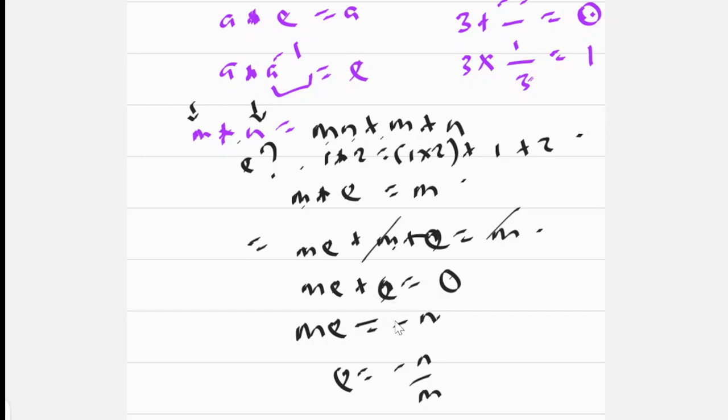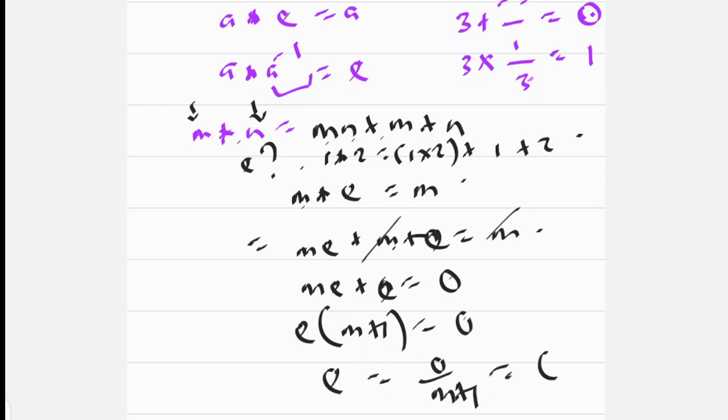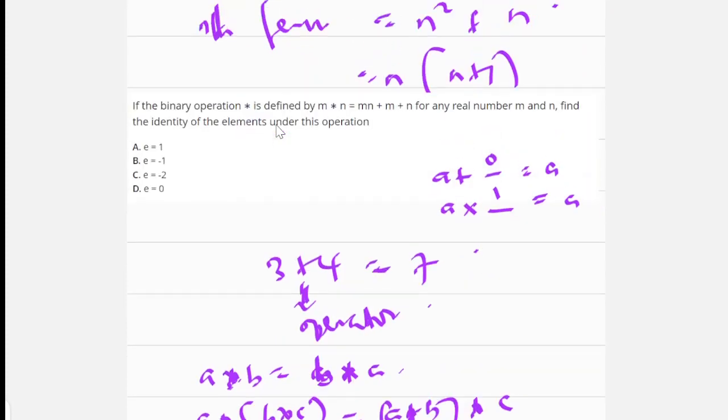So E is common. Let me just clean this. Sorry for the mistake. So E is common. If you factor E out, I'm going to have m plus 1 times E equal to 0. Then if you divide both sides by m plus 1, E will be 0 divided by m plus 1, which is equal to 0. It means your answer is equal to 0.